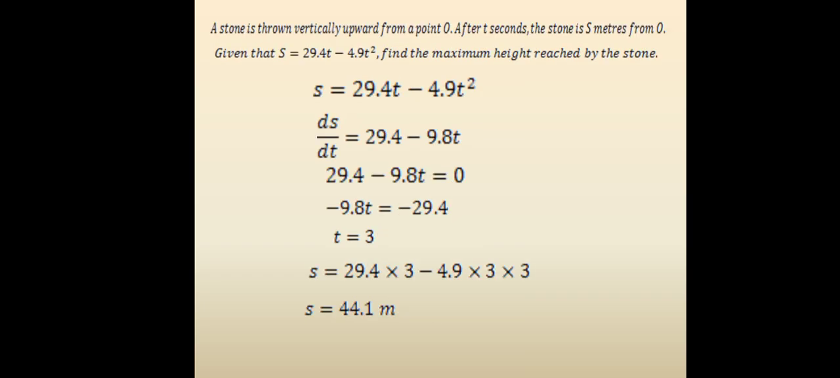A stone is thrown vertically upwards from a point O. After t seconds, the stone is s meters from O. Given that s = 29.4t − 4.9t², find the maximum height reached by the stone.